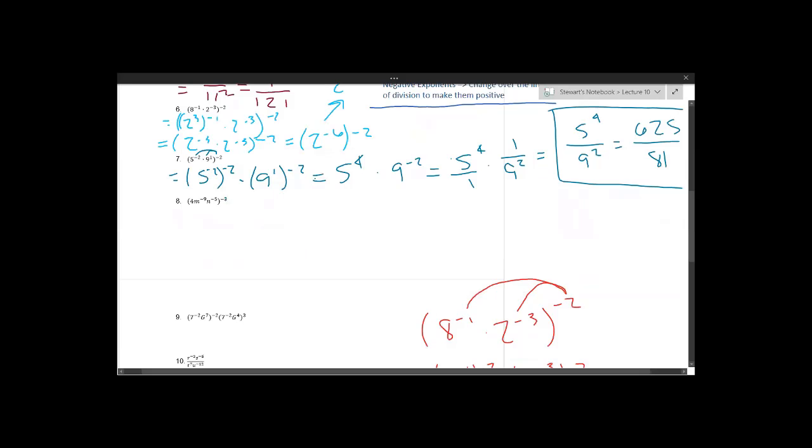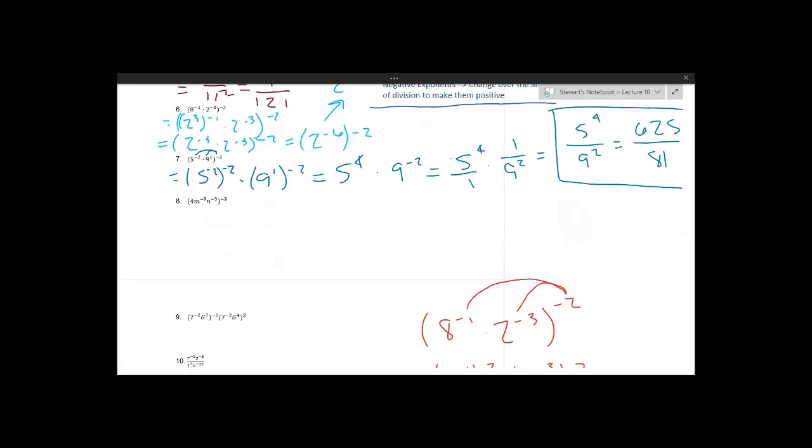Okay, so for the next one, since we have variables here, I would follow the method outlined over here, just because we have different bases that we can't combine. 4, m, and n are all different, so we can't combine them with the other exponent rules we talked about. So you would distribute this -3 and multiply it to all of the other exponents, including the one on the 4. Don't forget about that too.